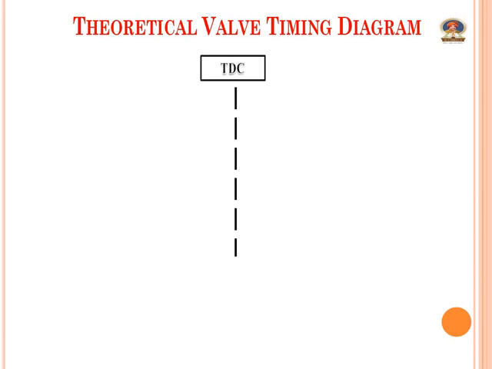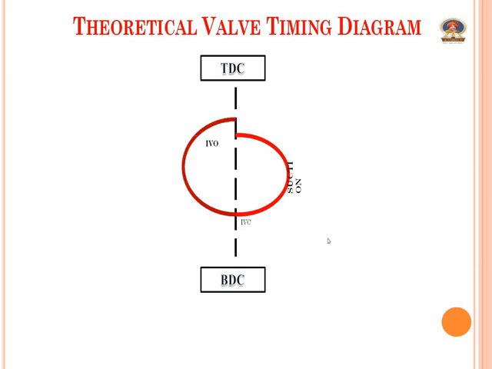As you know, when the piston moves from TDC to BDC, the crank rotates 180 degrees. So theoretically it is assumed that the inlet valve opens at the beginning of the suction stroke when the piston is at TDC. When the piston moves from TDC to BDC, the inlet valve keeps open and suction starts. Air enters through the inlet valve, and at the end of the suction stroke, the inlet valve gets closed.